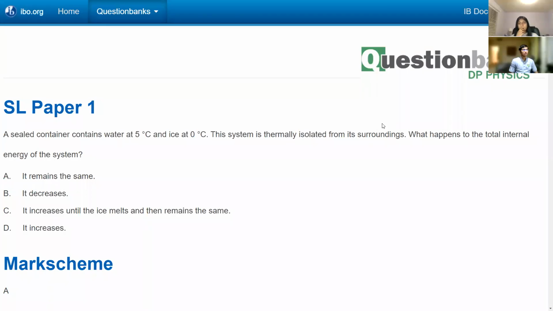All right. First one we can see the answer, but let's just read through. Container at 5 Celsius, ice at 0 Celsius. Thermally isolated. What happens to the total internal energy? That has to stay the same, right? That's which law? First law of thermodynamics. I mean, I don't know, but yeah. That's like energy can't be created or destroyed, right? It can't. Yeah. It's thermally isolated. It has to stay the same, whether that energy is transferred between them or not.